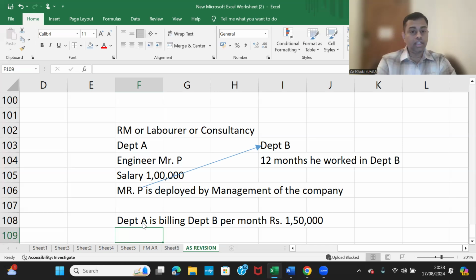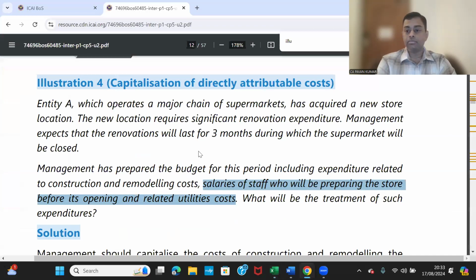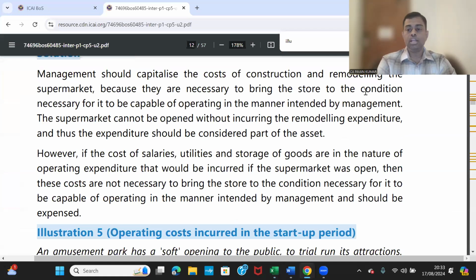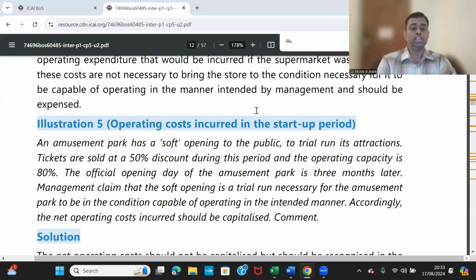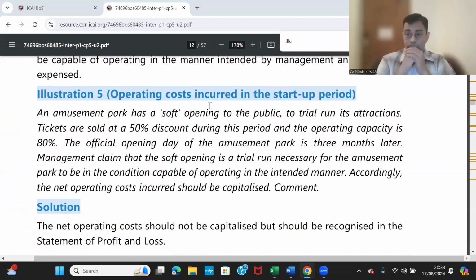So, do you understand this? Did you understand? Very good. Excellent. So, this question is over. Okay. So, who's going to read this? Anushri, read illustration 5, please.